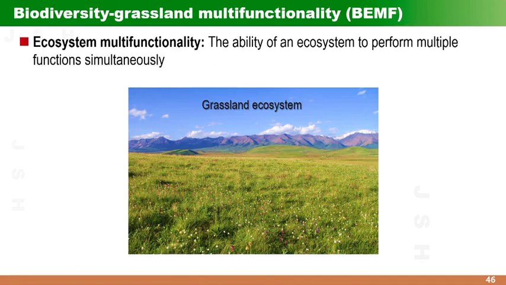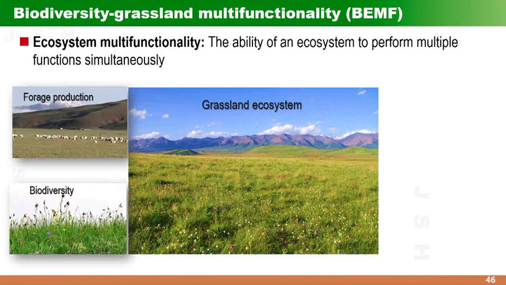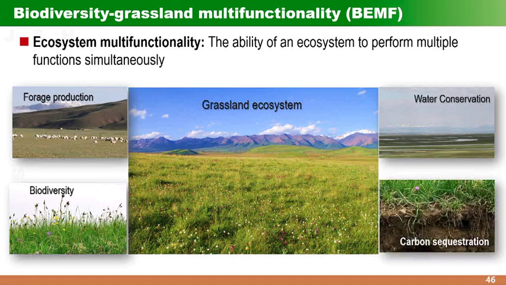For the grassland, if there is a tract of grassland, for the local farmers, they will see the forage production. But for the conservation ecologists, they see the biodiversity. There's some very high biodiversity, some is low biodiversity. For the EPA, Environment Protection Agency, they care about the water conservation, soil retention, something like that. And also for the climate mitigation, they care about the carbon sequestration. So the ecosystem multifunctionality for the grassland is just the ability of ecosystem to perform multiple functions simultaneously. So this multifunctionality index just combines all these functions together.